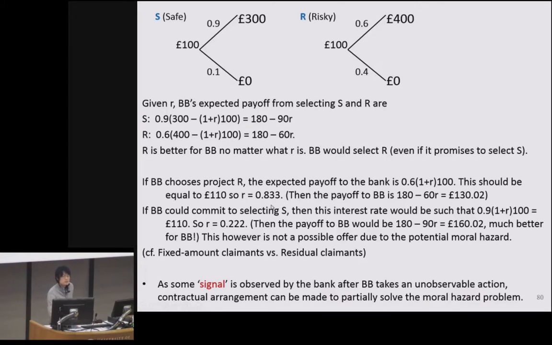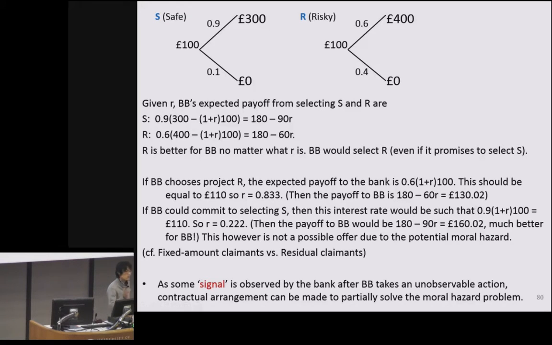If this is the charged interest rate, then Brown Bakery's payoff is, well, we use the second expression. Brown Bakery selects the risky project. Interest rate charged by the bank is 0.833. So if we substitute this, Brown Bakery's payoff is 130.02 pounds. So this is what happens in equilibrium.